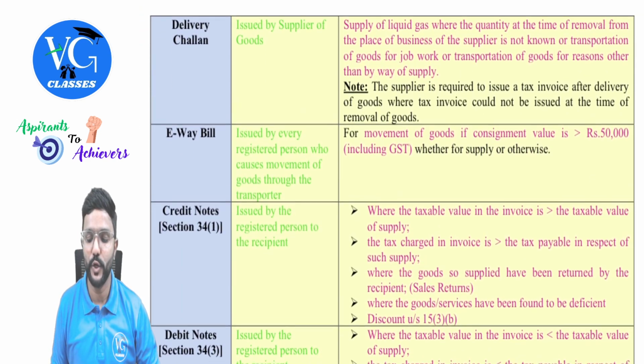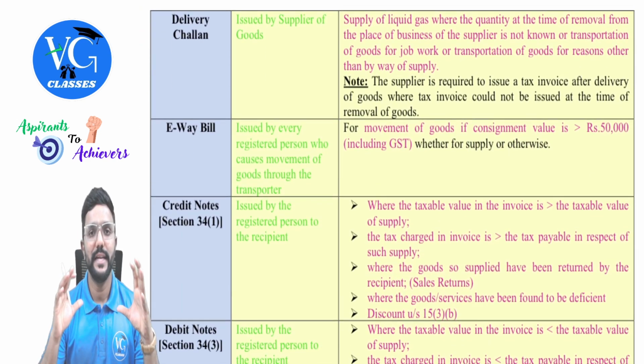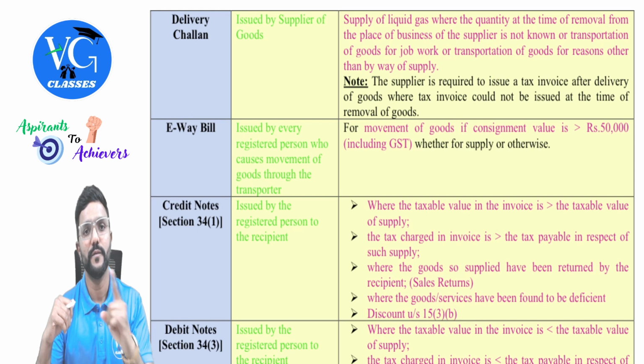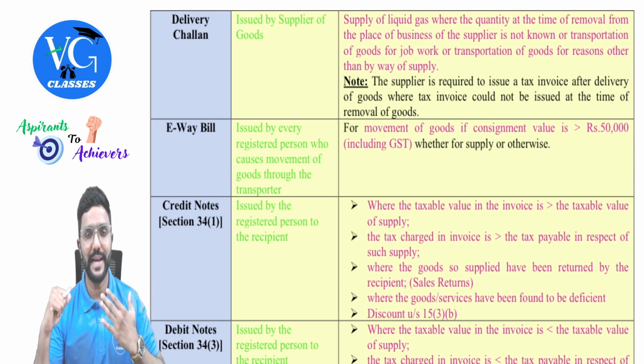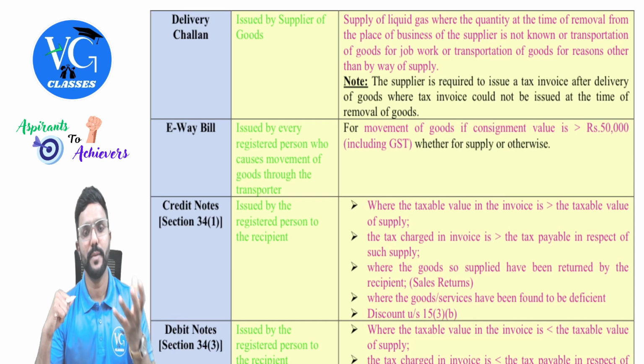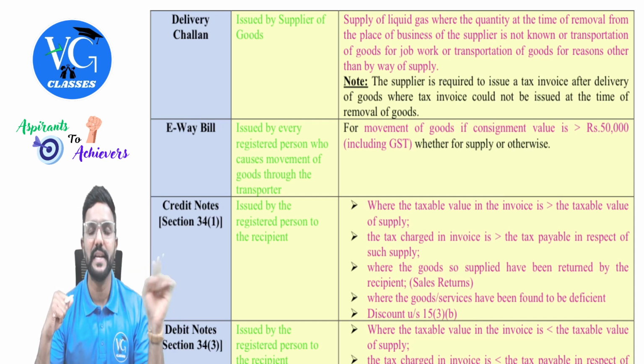Then coming to delivery challan. A delivery challan is issued or generated when there is a movement of goods without supply. For example, assume I am sending goods for job work. Once the job work is done, the goods will come back to me. Or there is a movement of goods from one branch to another branch within the state, which is not separately registered.